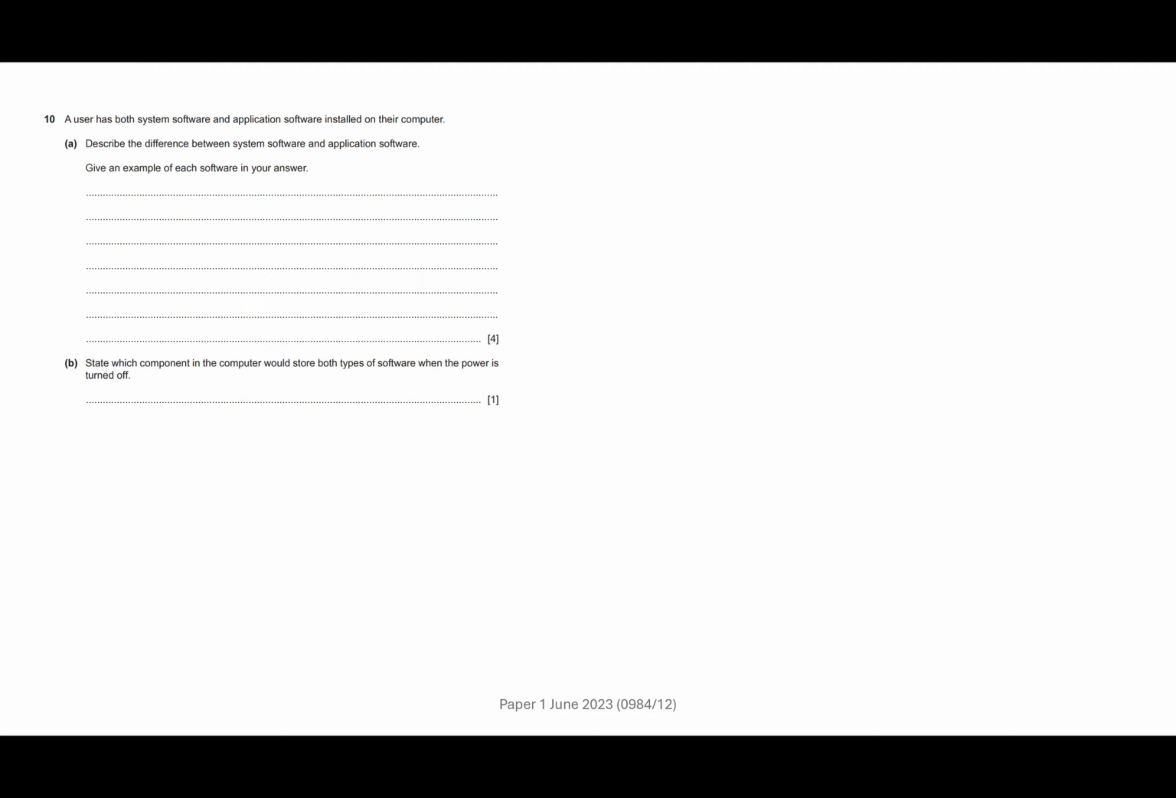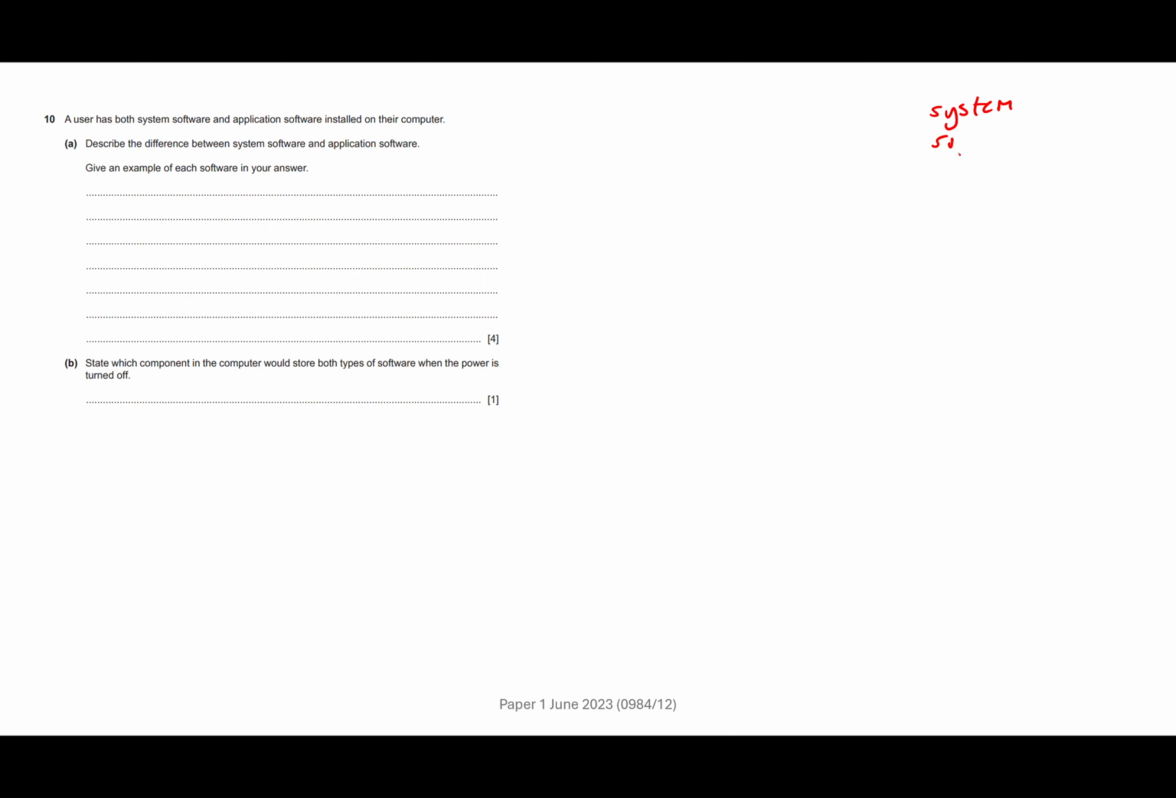Okay, question 10. A user has both system software and application software installed in their computer. Describe the difference between system software and application software. Give an example of each software in your answer. So let's have a look at the difference between system and application software. So you've probably revised this.